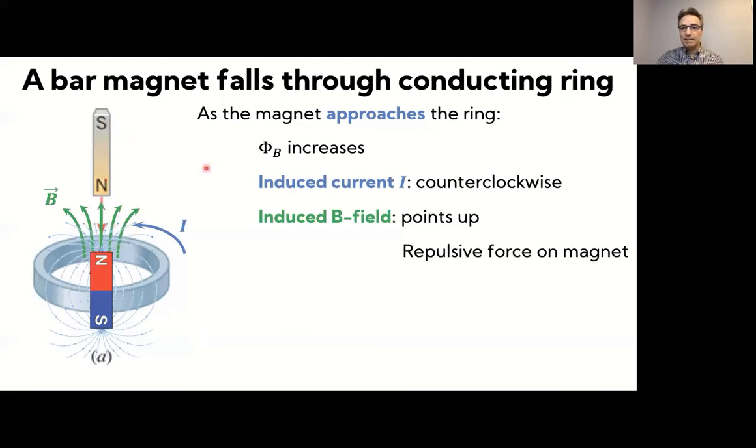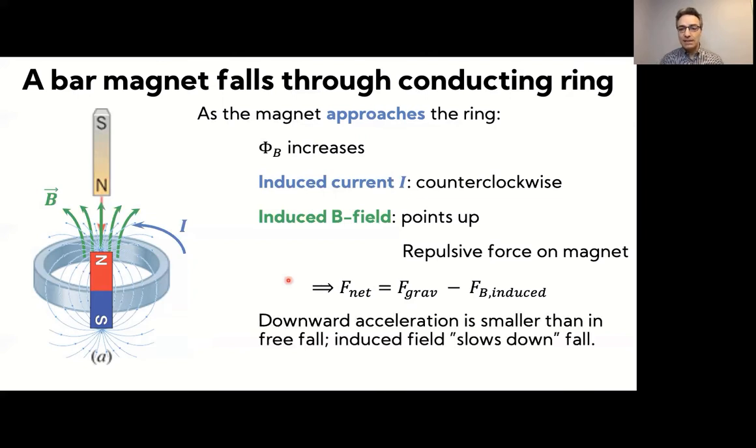And so that means that there's now a net force on that falling magnet, which is not just the force of gravity, it's the force of gravity minus the force induced by that induced magnetic field. And so what you find is that the downward acceleration is actually smaller than it would be in free fall. And so it slows down the fall, although that's not really technically accurate. It's not that the velocity is actually decreasing. It's just that the acceleration is not quite as fast as it would be in free fall. So it's a slower acceleration than in free fall. So it's slowing down the gravitational acceleration. Okay, but often it's called that it's slowing down the fall.